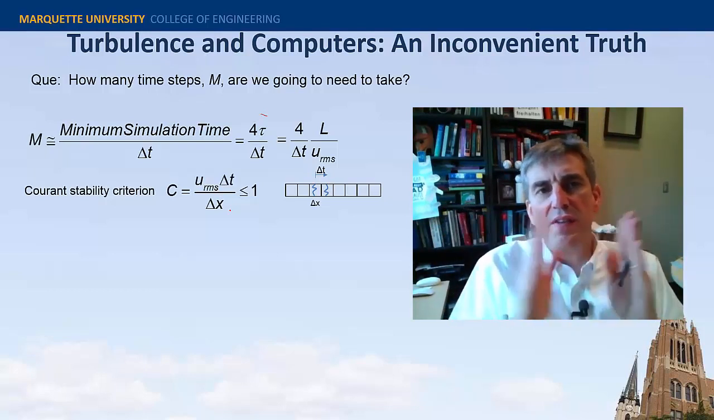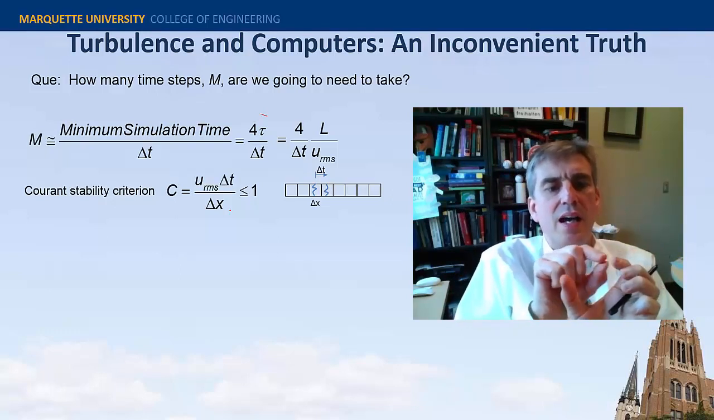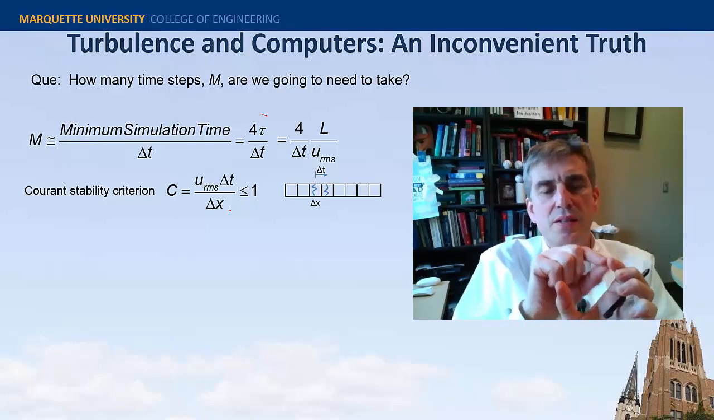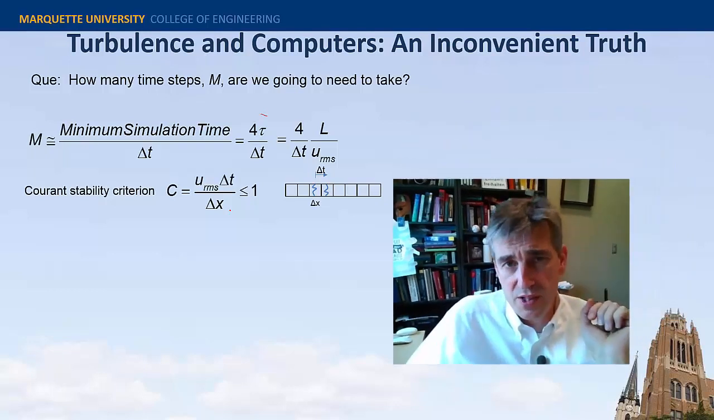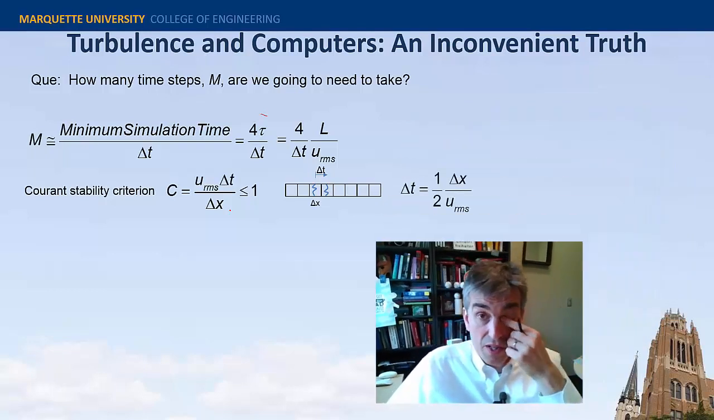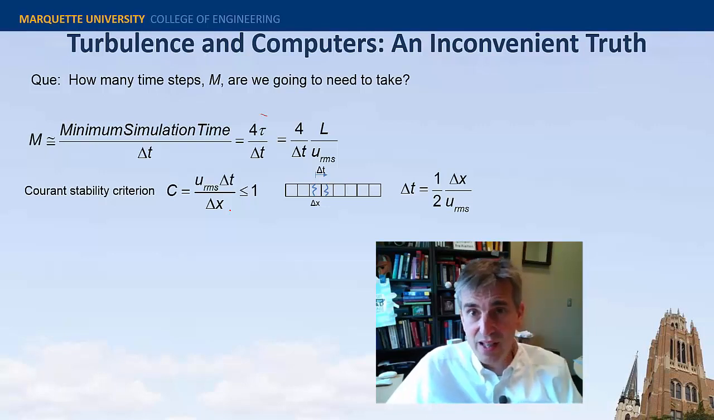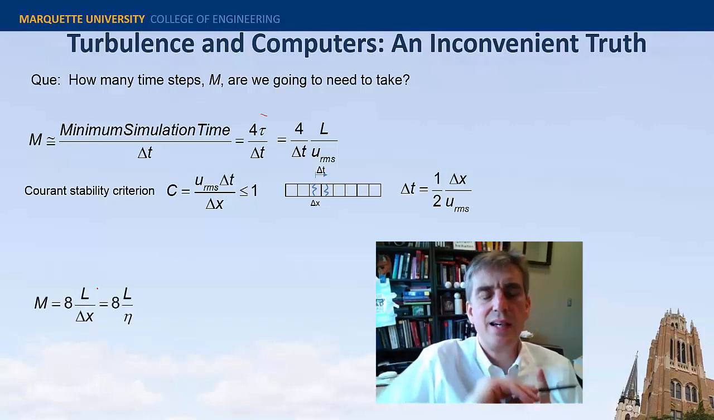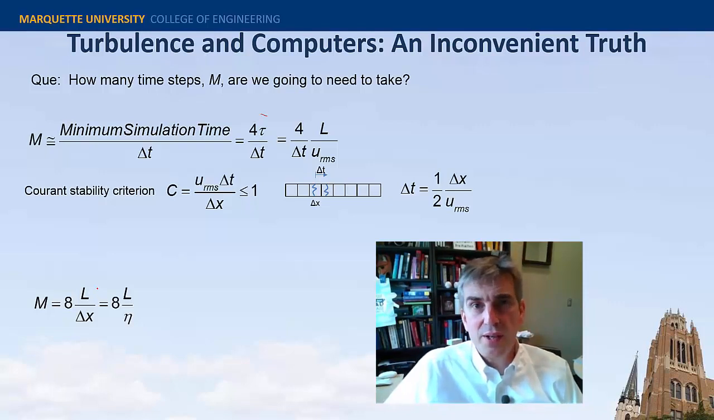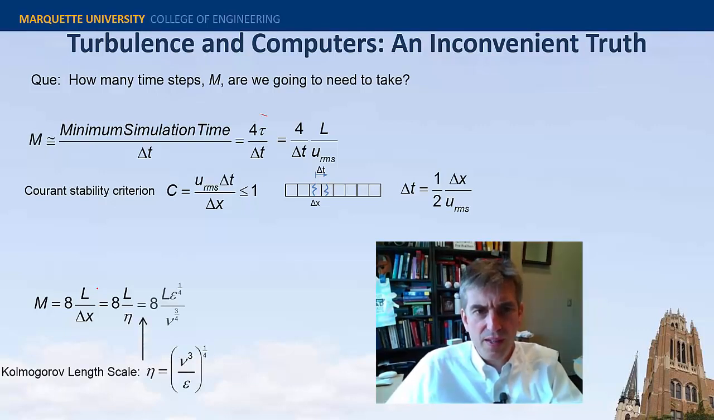If the characteristic velocity is u, then I have to take a time step so that that phenomena can't jump over an entire computational cell in one time step. So delta t then is something like 1/2 delta x divided by the characteristic velocity. So I put these two together, and I get 8 times the large-scale characteristic length divided by the grid spacing, which we said will be the Kolmogorov grid spacing.